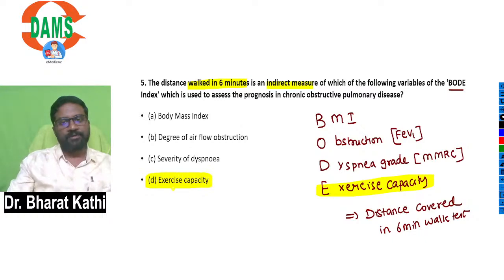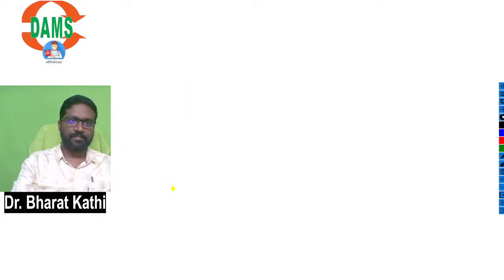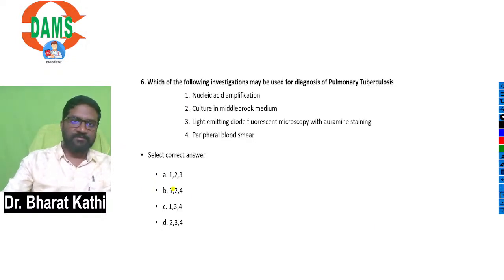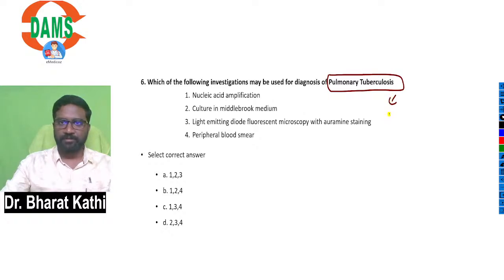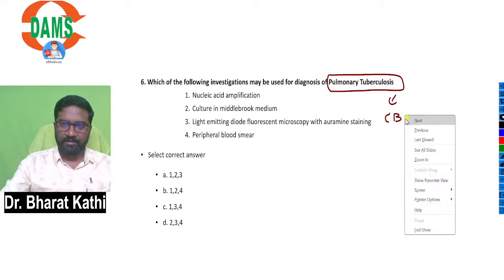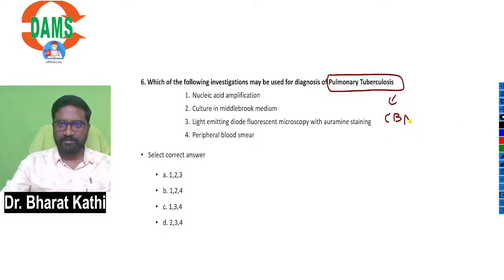For NEET also, make sure you know what is BODE index. BMI, obstruction, dyspnea, exercise capacity. Then sixth question, for diagnosis of pulmonary TB, this is very easy. Now for diagnosis of pulmonary TB, we use cartridge-based nucleic acid amplification test.